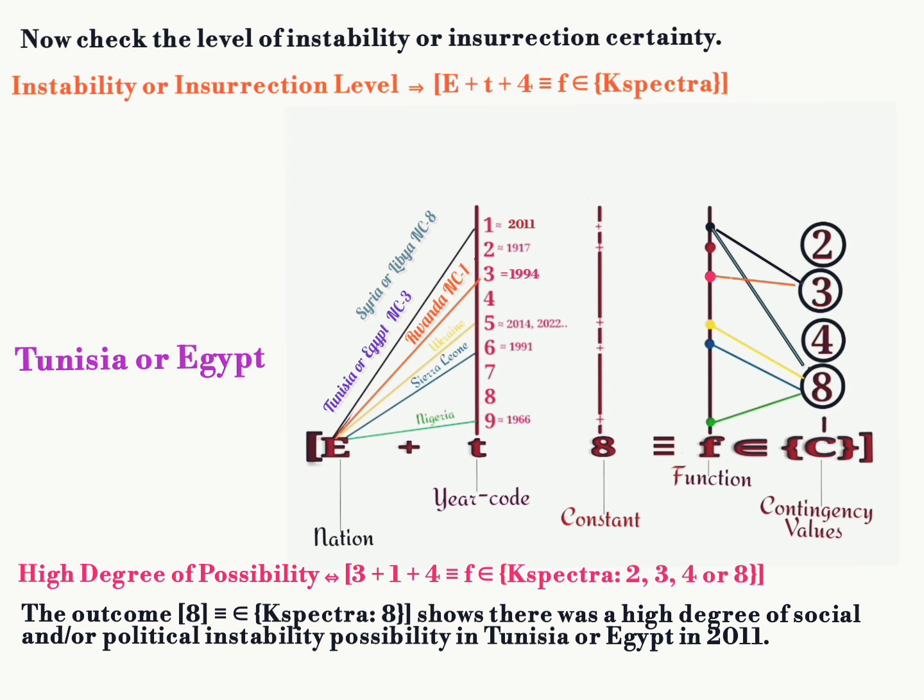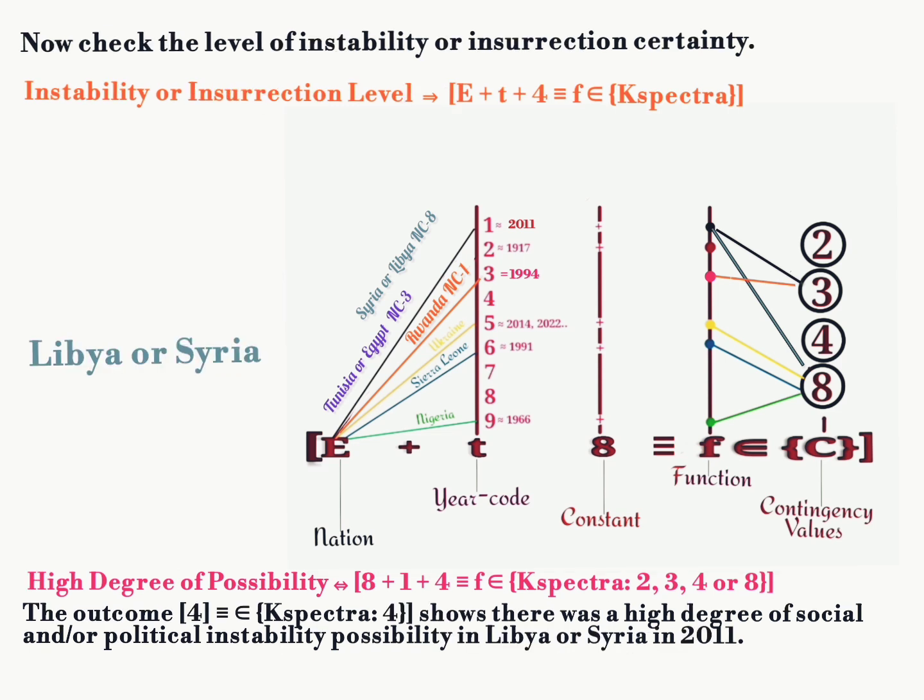The outcome, 8, is defined as element of K spectra. 8 shows there was a high degree of social and or political instability possibility in Tunisia or Egypt in 2011. Libya or Syria. High degree of possibility if and only if 8 plus 1 plus 4 is defined as F element of K spectra, 2, 3, 4, or 8.